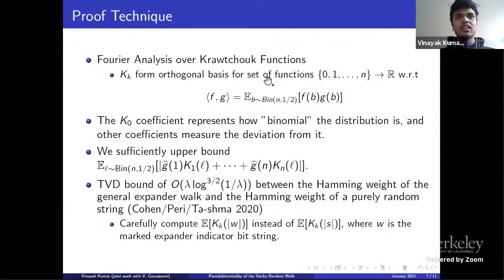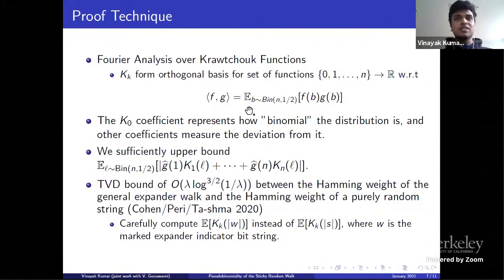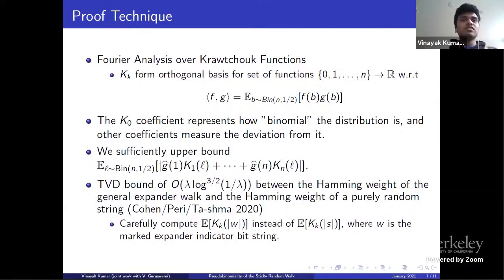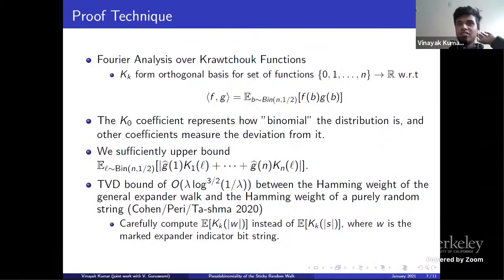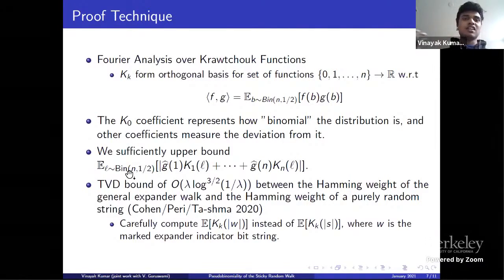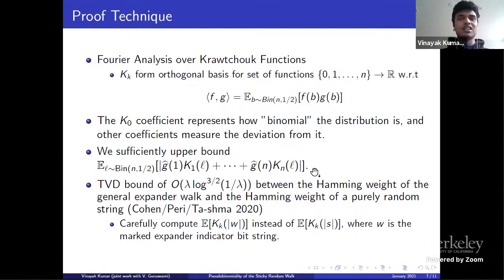In order to prove the upper bound, what we use is some Fourier analysis over the Krawtchouk functions. And we choose the Krawtchouk functions because their inner product is defined based off of the binomial expectation. And so it turns out this is very useful in analyzing how close this distribution is to the binomial distribution. If you work with it, you see that the 0th coefficient represents how binomial it is, and then the remaining coefficients show how much it deviates from it. So in spirit, we basically need to sufficiently upper bound these remaining coefficients, which turns out to be this expression. And bounding this by O of lambda is essentially how we go about this.